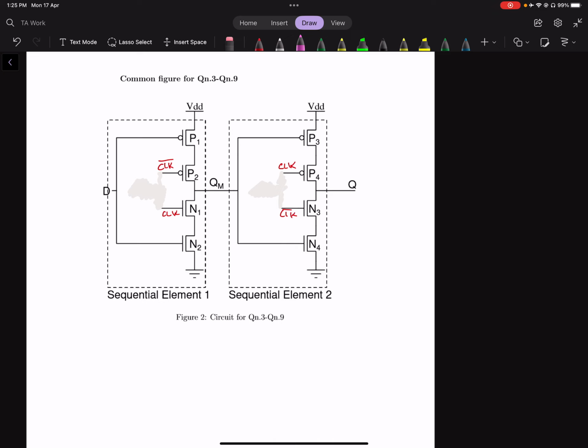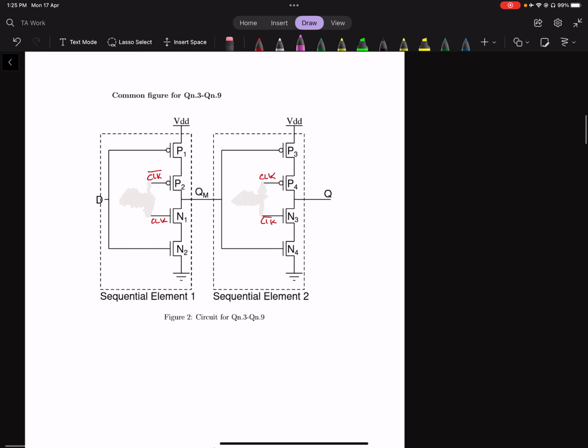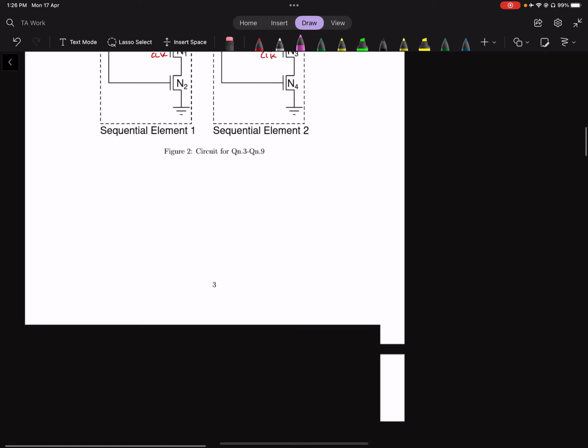And if you just look at sequential element 1, when clock is equal to 0 and clock bar is equal to 1, it is opaque. D cannot influence QM. And when clock is equal to 1 and clock bar is equal to 0, it's basically an inverter. So this is like an inverting latch, an inverting D latch. And if you put two of them in series, you will get a D flip flop.